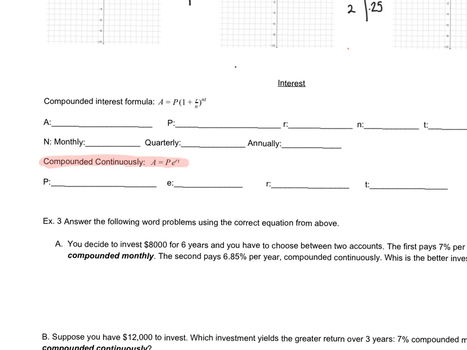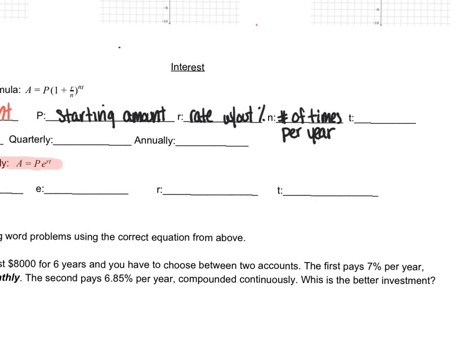So here we go. So for this formula, A is the ending amount. P is your starting amount, also known as principal. R is the rate without percent. N is the number of times per year. And T is the time, and that's going to be in years.